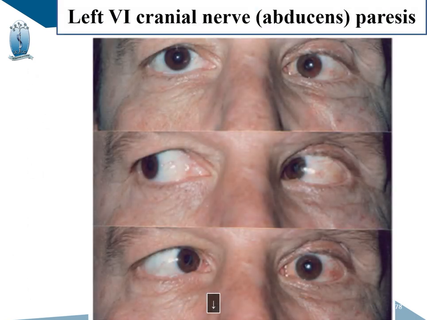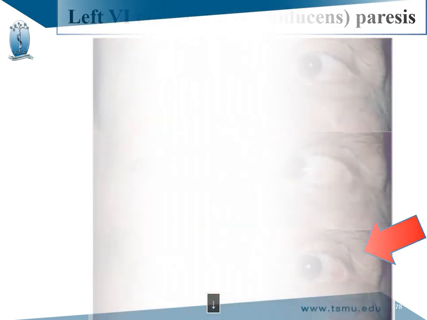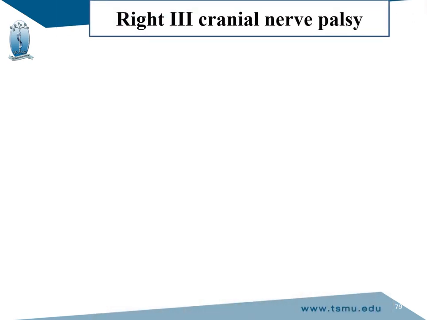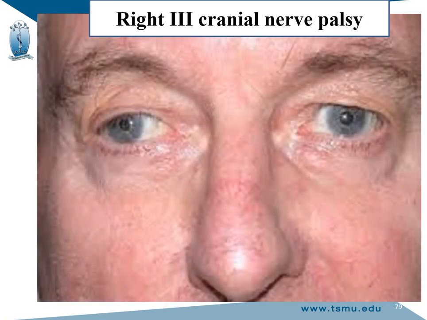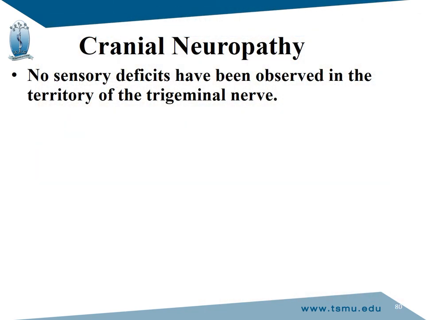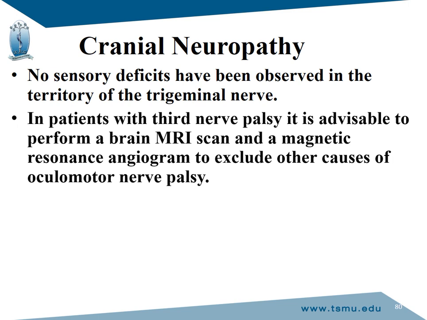Here is a picture manifesting left sixth cranial nerve palsy, paralysis, and also right third cranial nerve palsy. No sensory deficits have been observed in the territory of the trigeminal nerve. In patients with third nerve palsy, it is advisable to perform a brain MRI scan and a magnetic resonance angiogram to exclude other causes of oculomotor nerve palsy.